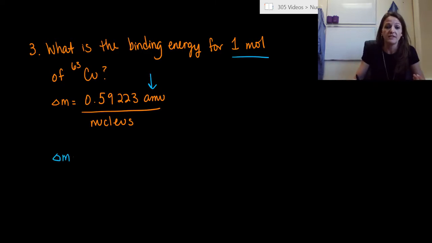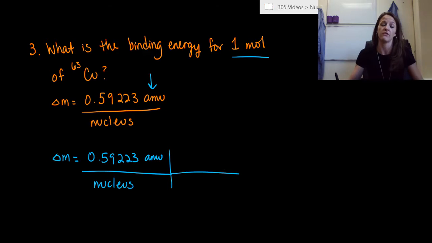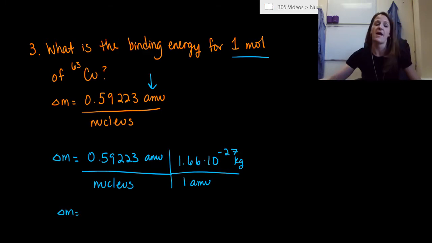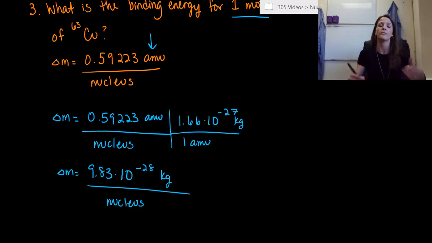We know that we have a mass defect that's equal to 0.59223 AMU per every 1 copper nucleus. So what we're going to do is just get rid of that AMU and convert it into kilograms. So now in the previous 2 equations, I provided you with that conversion, so hopefully you have it down by now. We know that 1 AMU is equal to 1.66 times 10 to the negative 27 kilograms. Now, if we solve this properly, we would then end up with a mass defect that's equal to 9.83 times 10 to the negative 28 kilograms per nucleus. So this is for every 1 copper nucleus, all right?